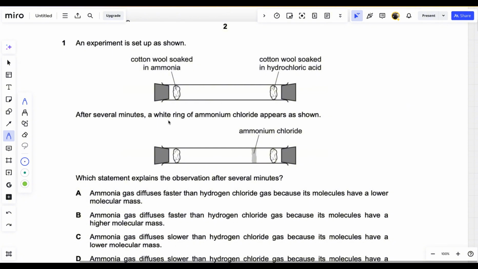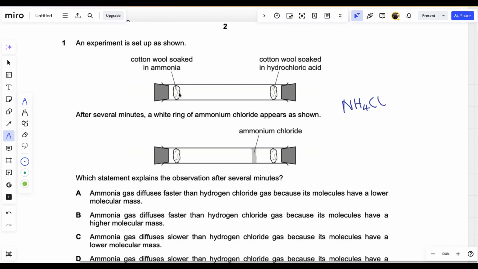After several minutes, a white ring of ammonium chloride, NH4Cl, appears. Ammonia is NH3, and ammonium chloride is NH4Cl. So a ring of ammonium chloride appears as shown. Can you see the ring of ammonium chloride appearing here?